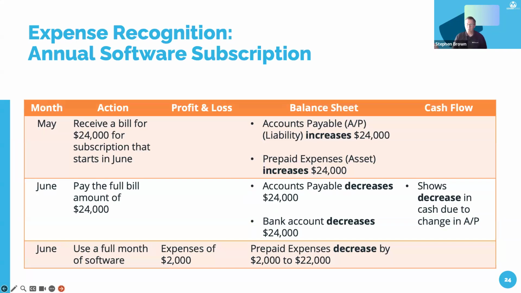Annual software subscription. We're going to go faster through this. We've talked a lot about this. So I receive a bill for $24,000. My accounts payable goes up. My prepaid expenses also go up. So I have this asset, prepaid expenses.